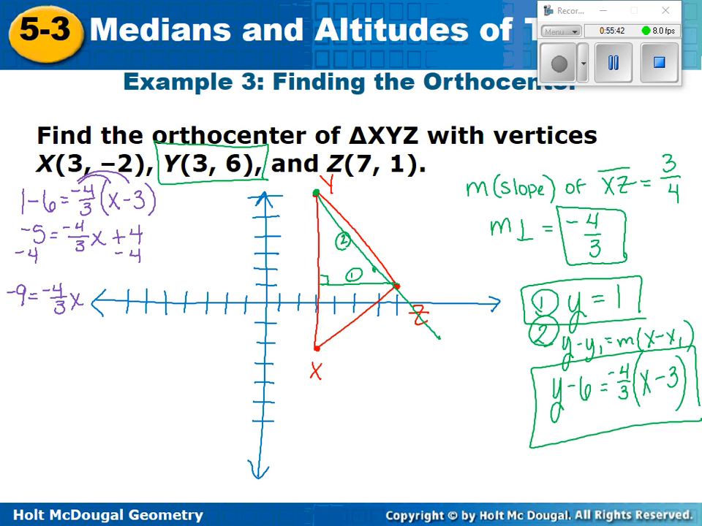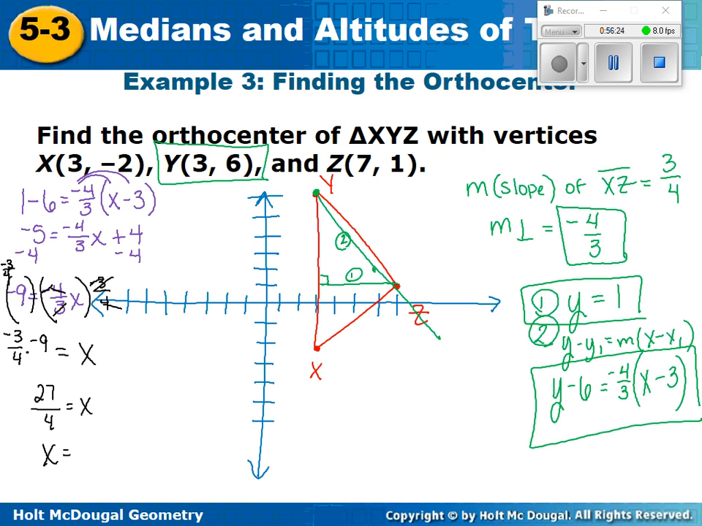We want to multiply by the reciprocal. We want to divide by negative 4/3, which is the same as multiplying by the reciprocal. So we want to multiply both sides by negative 3/4, the reciprocal. Which cancels out the negative and the 3 and the 4, so we're just left with x. And then what is negative 3/4 times negative 9? Positive 27 over 4.